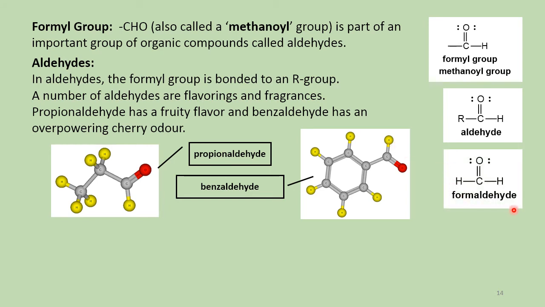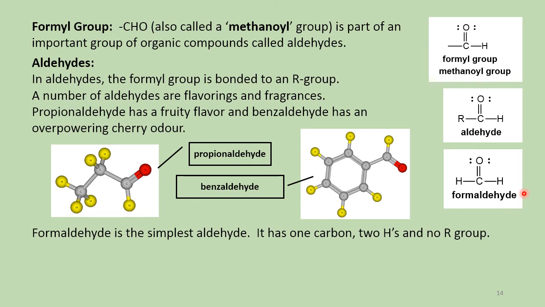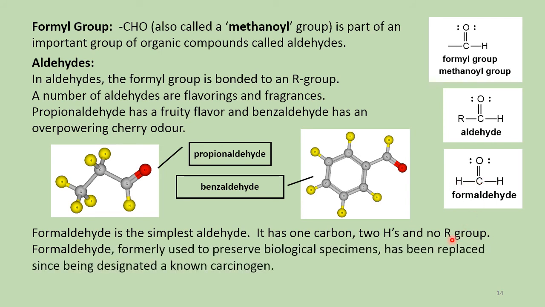Now, this particular aldehyde, formaldehyde, is a bit of an exception to the structure rule. It has one carbon, but it has two hydrogens and no R group. It's the simplest possible aldehyde. It's the only aldehyde that doesn't have an alkyl group attached to it. So formaldehyde was formerly used to preserve biological specimens, but it's been largely replaced since being designated a known carcinogen.